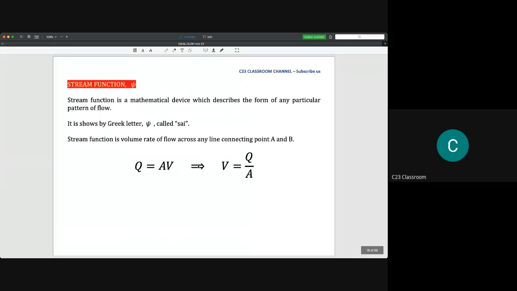Okay, now I would like to share with you the relation between the continuity equation and the volume flow rate actually.